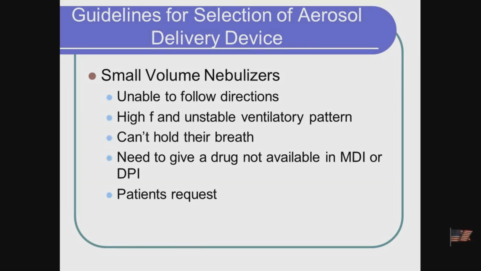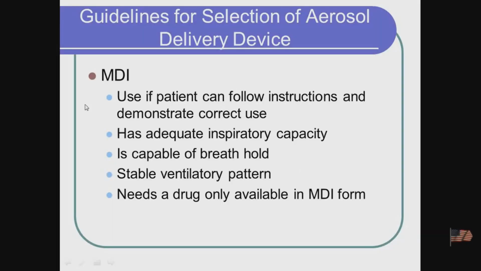But yeah, I can slap a mask on somebody's face, and in theory, some of it is going to get down there. Somebody who has a very unstable ventilatory pattern, again, the same kind of thing where they're not able to follow directions or hold their breath, can be given it. Sometimes drugs aren't available in other forms, so I'm locked into using a nebulizer to deliver it. And some patients like it. MDIs, if they can follow directions and can demonstrate correct use, and we'll find that's the most important component, and they have a good inspiratory capacity, the ability to take a deep breath and hold their breath.